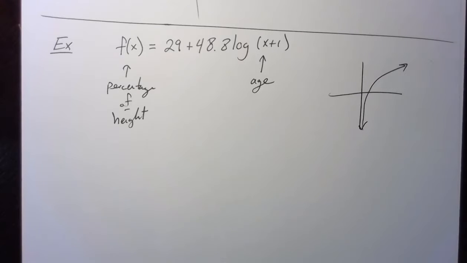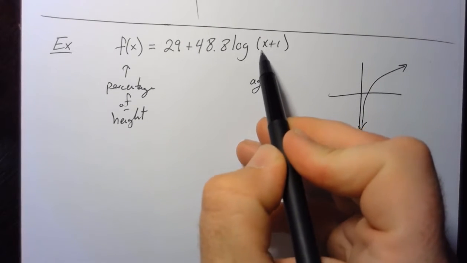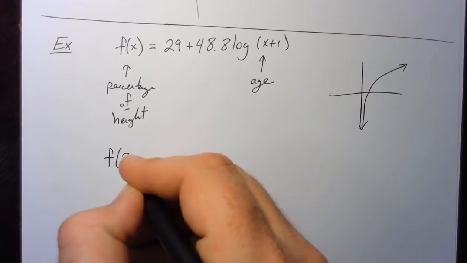So again, the goal is what percentage, how tall in comparison to how tall he's going to be, is this particular individual at age 8. So for age 8, we're going to plug in 8 for x. That's all we have to do. We just have to evaluate this function. I want f of 8. What is that going to be?